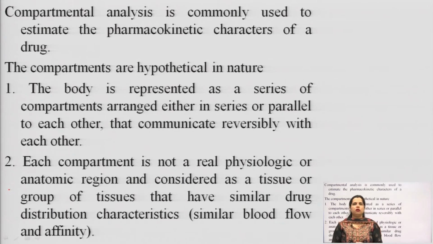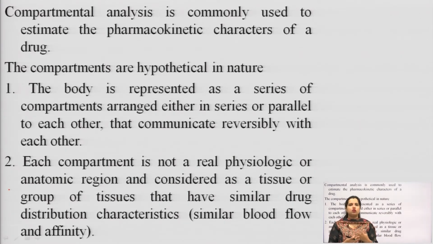The body is represented as a series of compartments arranged either in series or parallel to each other that communicate reversibly with each other, right. So, the body is represented as a series of compartments, like for example, blood is a central compartment and kidney, liver, heart, we can say different important compartments which are connected to the central compartment known as the blood compartment. So, blood will be considered as your central compartment, whereas kidney, lungs, liver and heart, your vital organs will be your peripheral compartments, which are interconnected to the central compartment.